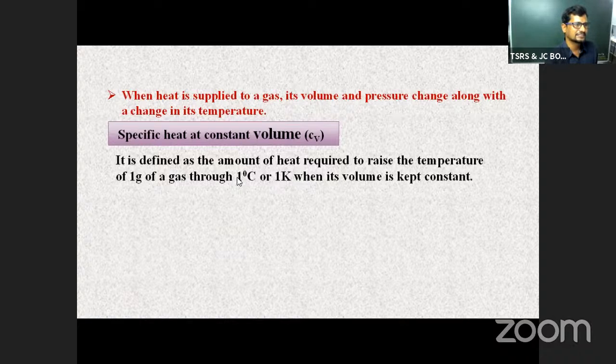To raise the temperature, we have to supply a certain amount of heat. That heat is known as specific heat at constant volume, because here we kept the volume constant. I wrote here specific heat at constant volume as CV. Here V indicates volume is constant.